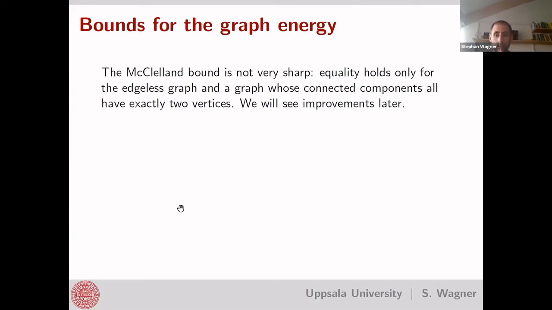This bound is not very sharp. So there are cases of equality, but there are not very many. Equality holds for the edgeless graph without any edges, and graphs where all the connected components have exactly 2 vertices. And those are the only ones. But those are very, very special. In the first case, the number of edges is 0, and in the second case, the number of edges is precisely half the number of vertices. But for other values of m and n, the bound is not sharp. The equality doesn't hold. And we will see some improvements.